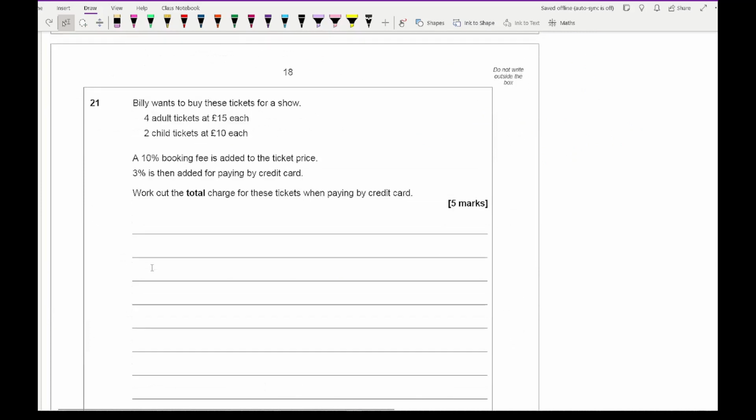Moving on to question 21, it says that Billy wants to buy tickets for a show. We've got 4 adult tickets, cost £15 each, and 2 child tickets, £10 each. A 10% booking fee is added to the ticket price. 3% is then added for paying on a credit card. Work out the total charge of these tickets with a credit card. So here, 4 adult tickets costs 4 times 15, which is 60. And what you then want to do is add 10% to that. So 10% of 60 is 6.